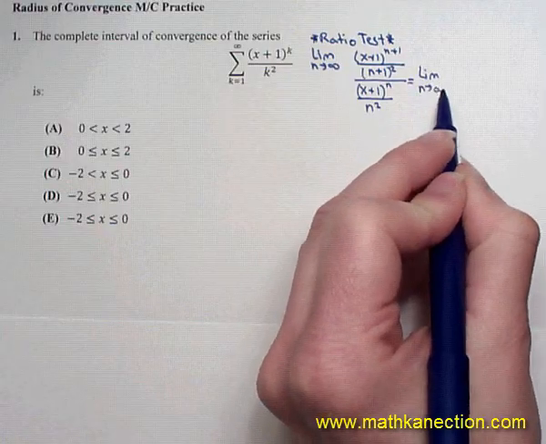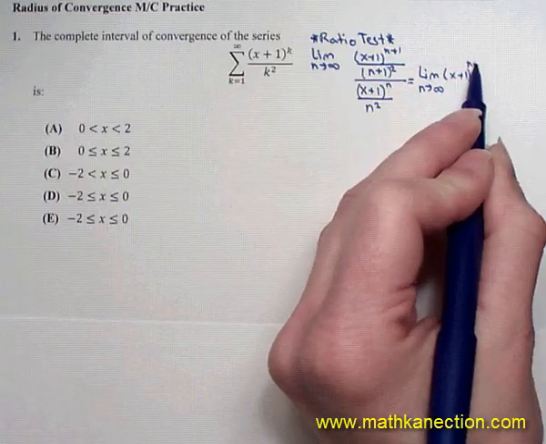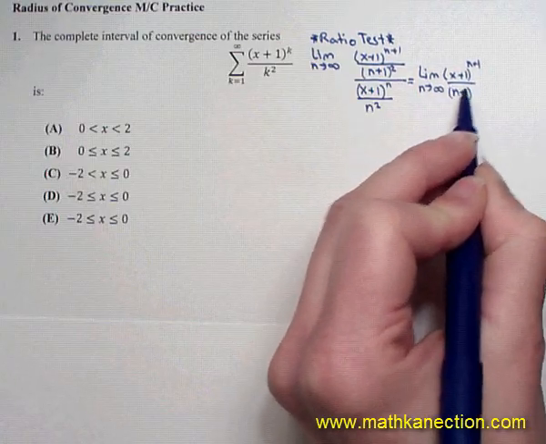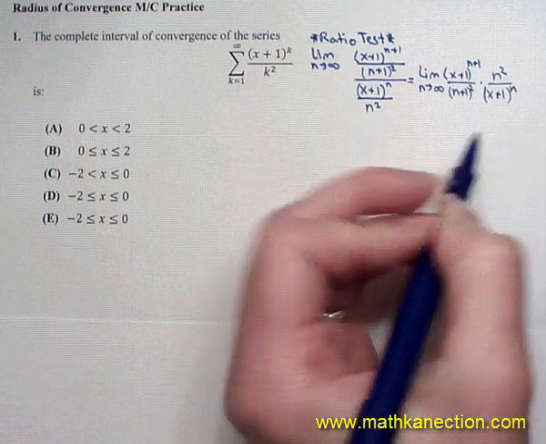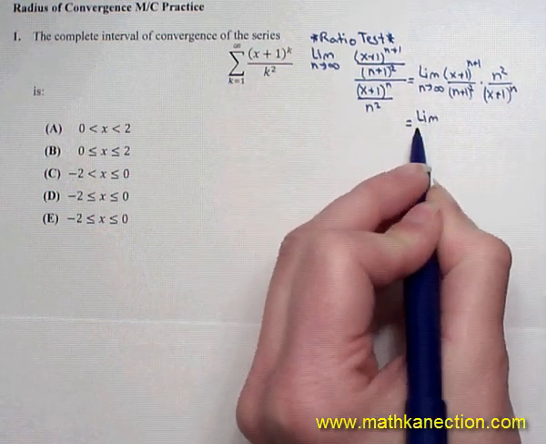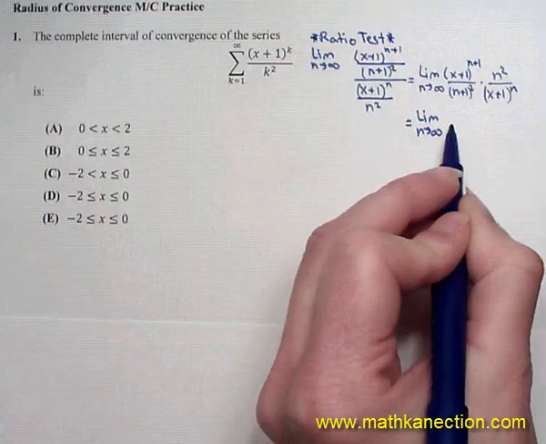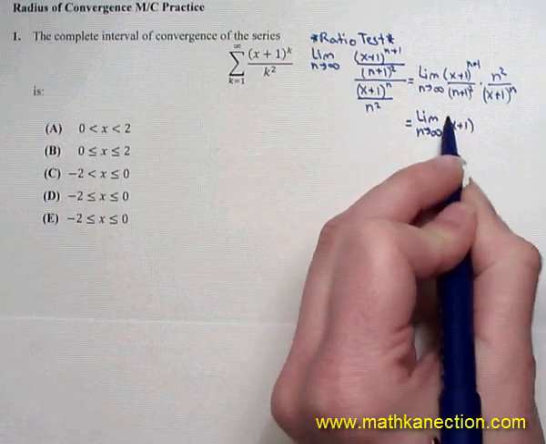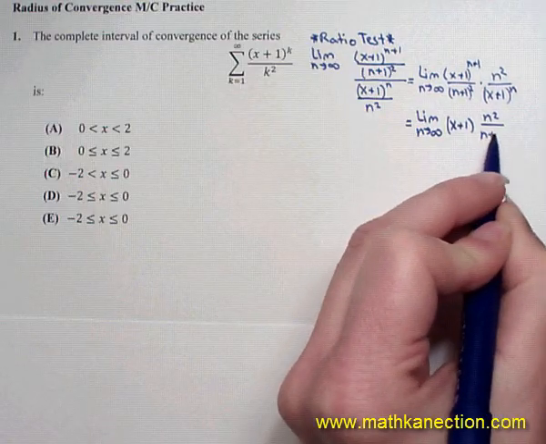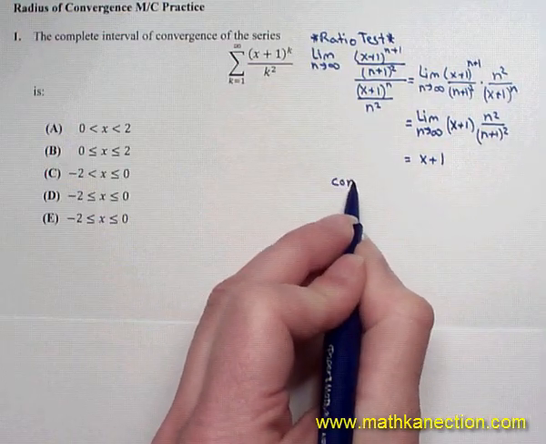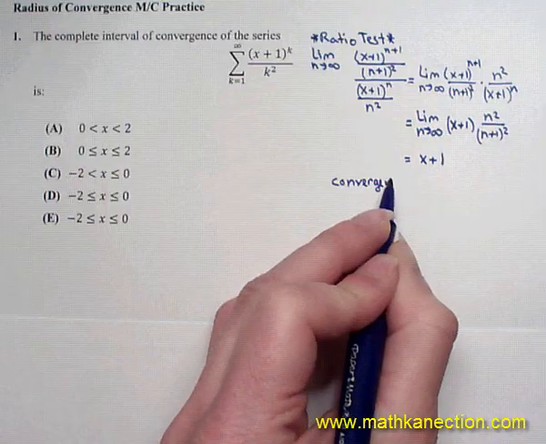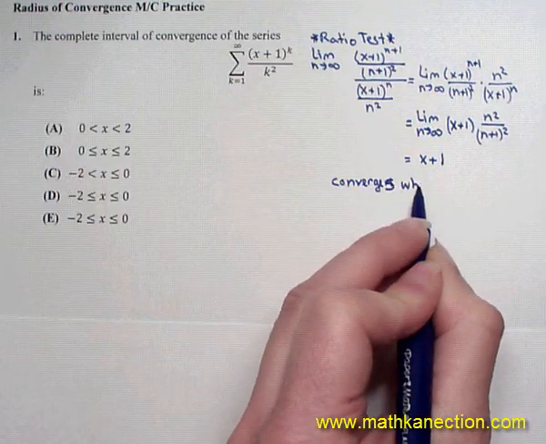Simplifying, that's the limit as n approaches infinity of (x plus 1) to the n plus 1 over (n plus 1) squared times n squared over (x plus 1) to the n, which equals the limit as n approaches infinity of x plus 1 times n squared over (n plus 1) squared, which becomes x plus 1. And this converges when the absolute value of x plus 1 is less than 1.